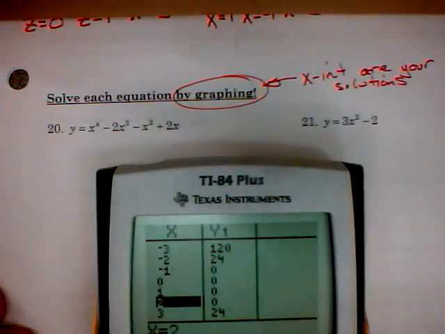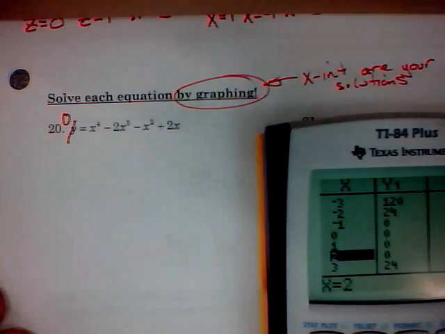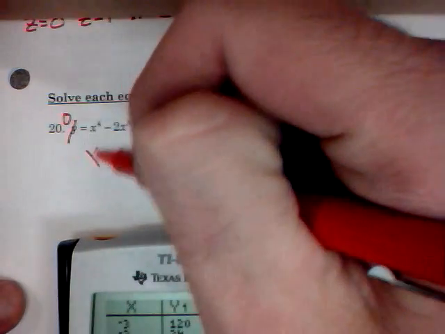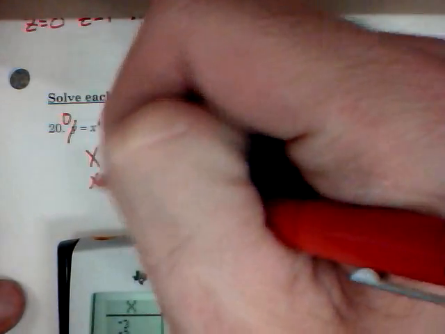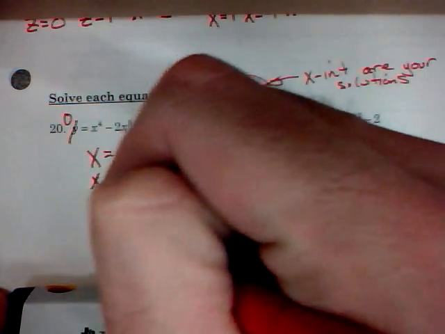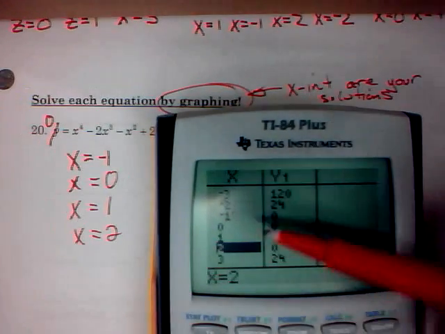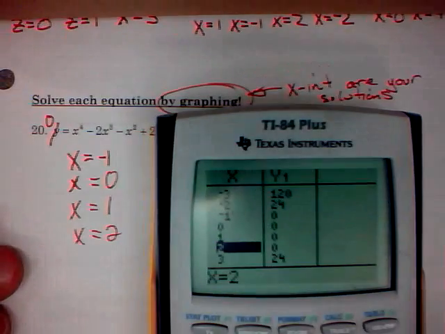Well, congratulations. If we had this equal to 0, your solutions by graphing would be x equals -1, x equals 0, x equals 1, and x equals 2. Okay, because they're right there on your calculator. -1, 0, 1, and 2 are your solutions.